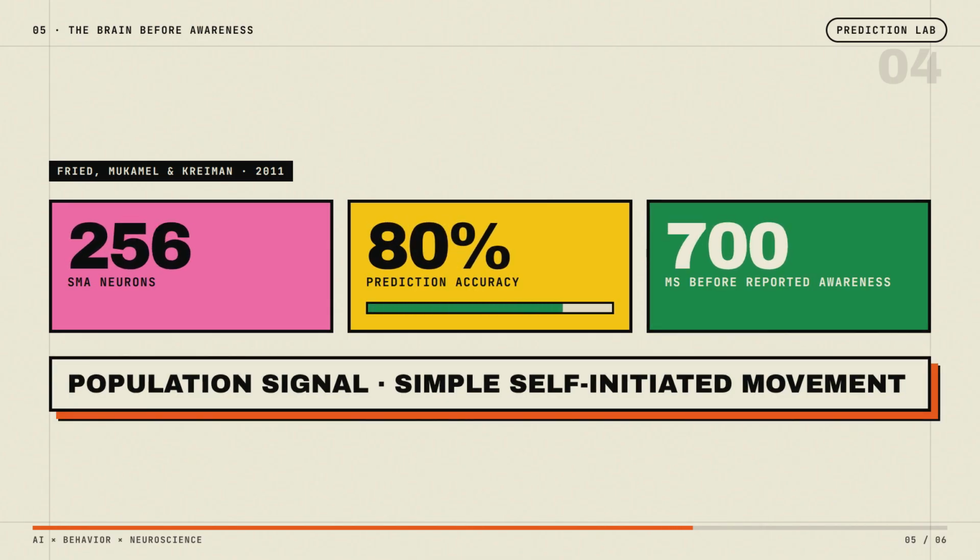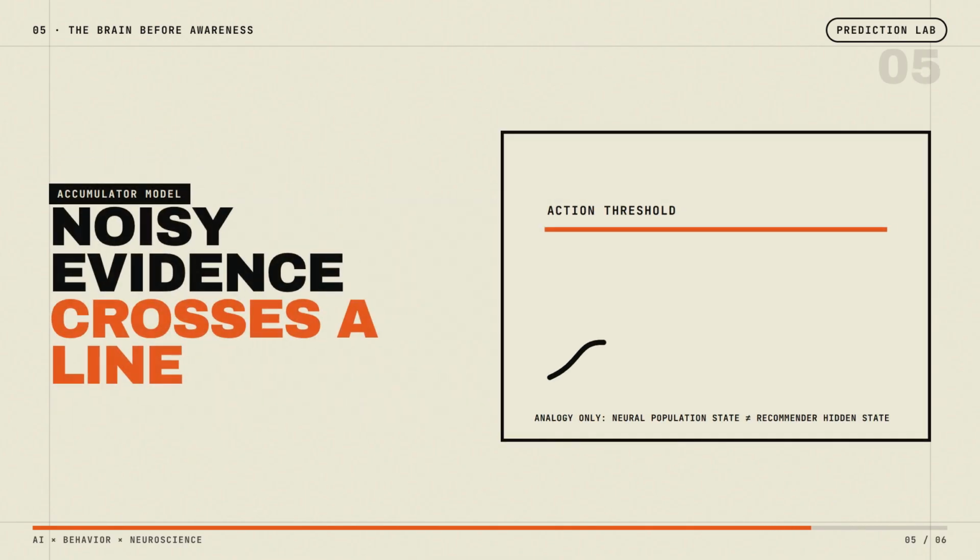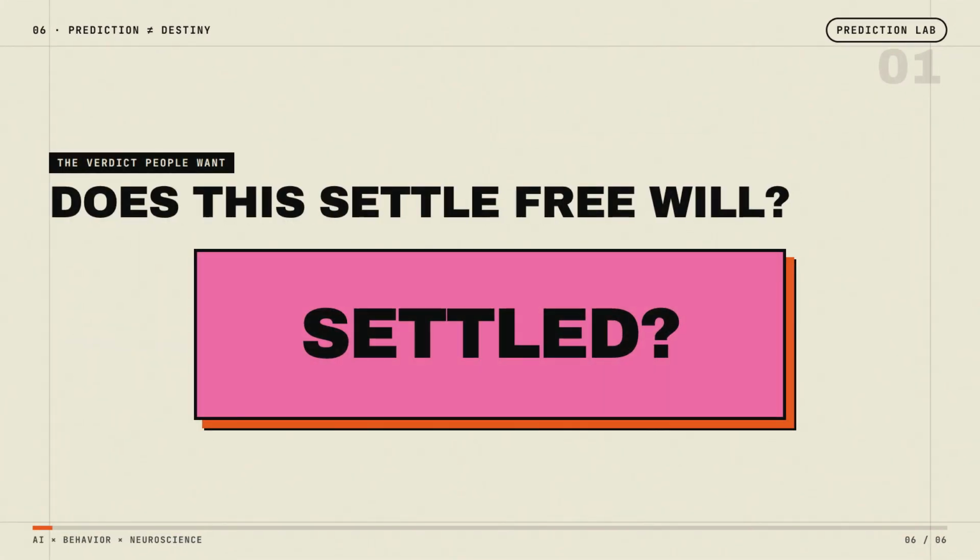One model of this process is an accumulator. Noisy activity gathers over time. When a threshold is crossed, the movement commits. A recommender's hidden state and a neural population state are not the same thing, but both turn many noisy signals into a probability about what happens next. Does that mean free will is an illusion? These results do not settle it.